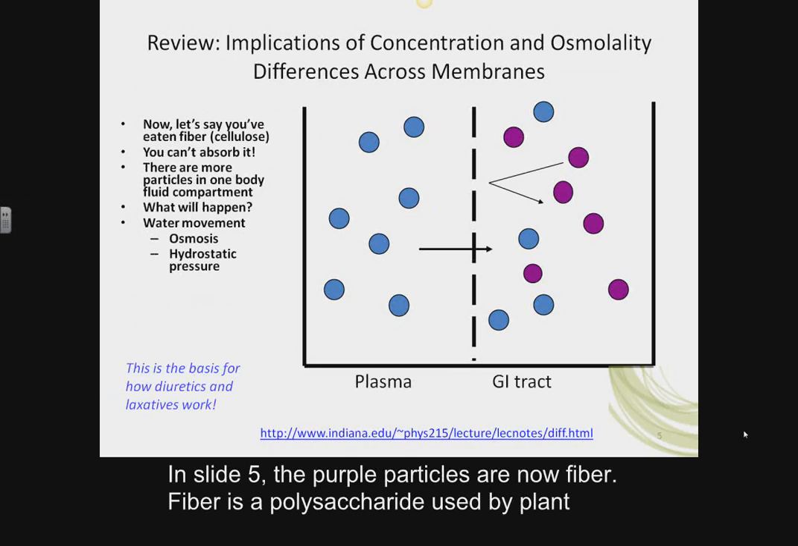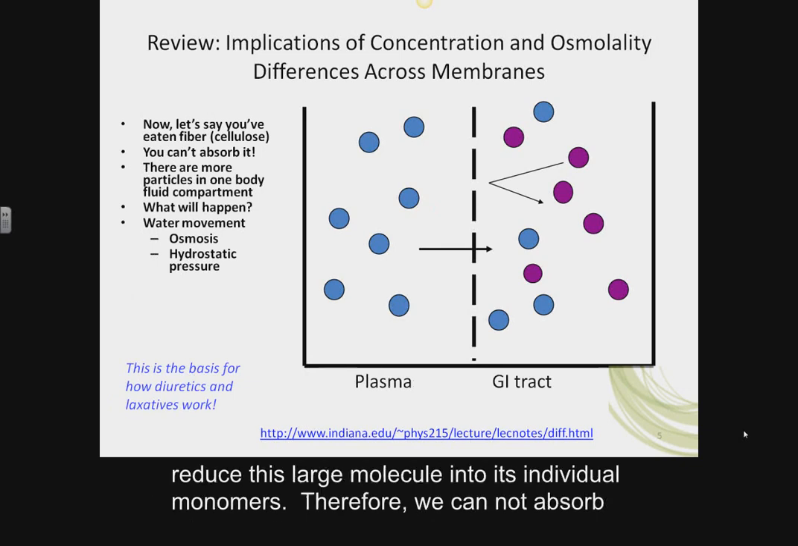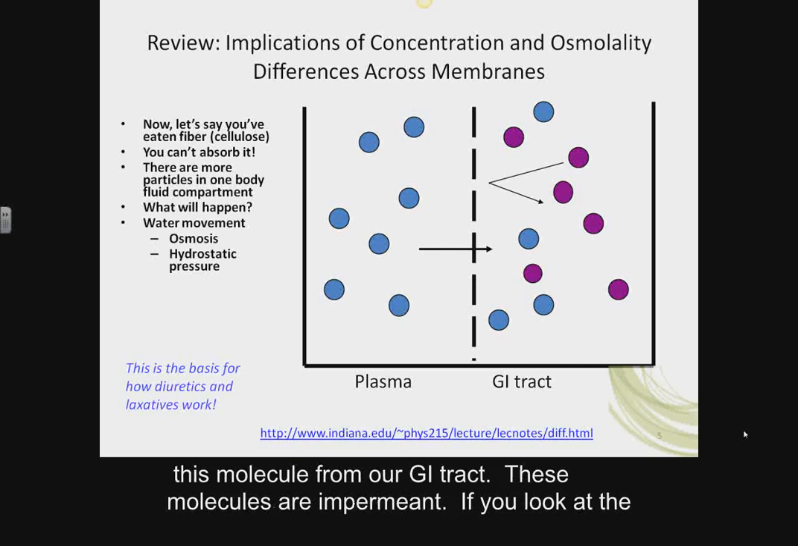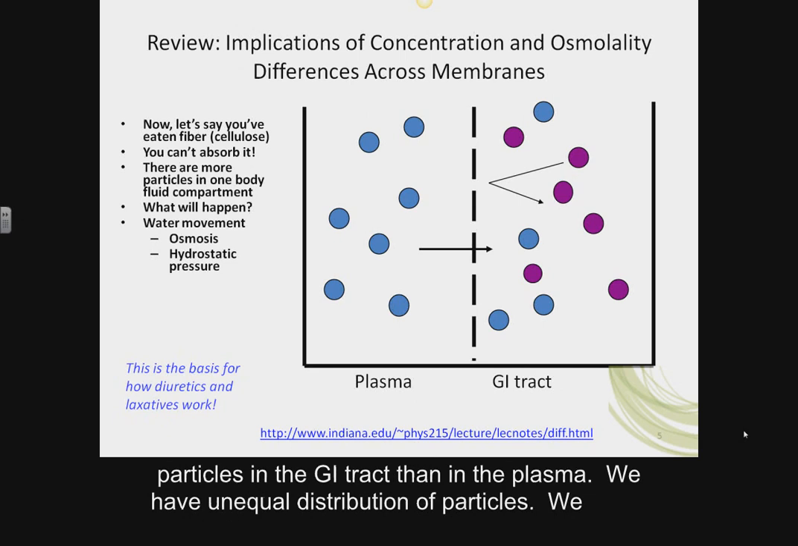In slide 5, the purple particles are now fiber. Fiber is a polysaccharide used by plant cells to form their cell wall. We lack the digestive enzymes to break the chemical bonds to reduce this large molecule into its individual monomers. Therefore, we cannot absorb this molecule from our GI tract. These molecules are impermeant.